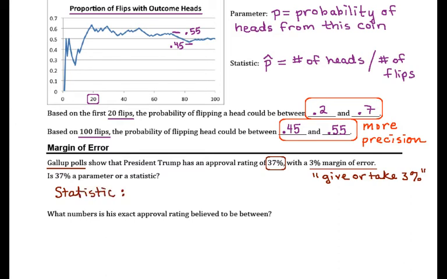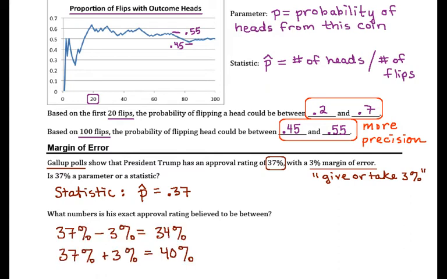This is our value p hat, which we'll call 0.37. And the exact approval rating is believed to be between the two values you'd get by saying, well, give or take 3%. In one case, you'd subtract 3%. In the other case, you would add 3% to get bounds. So we would say that the exact approval rating in the whole population, so this is P, is between 34% and 40%.